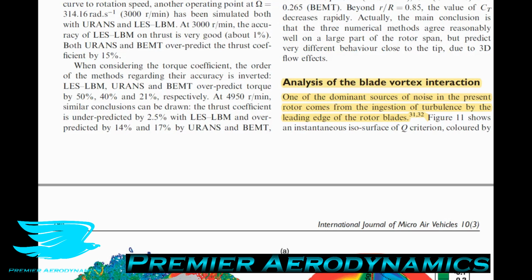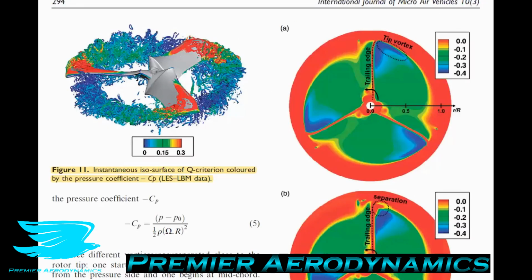Whereas if you have just general turbulence coming off of a blade and you chop through that, you're not really getting a consistent phenomenon happening. So there's no real consistent frequency, which means that you're going to be getting more of a broadband noise. So this is just what this means. And in figure 11, this shows the instantaneous isosurfaces of the Q criterion colored by the pressure coefficient.